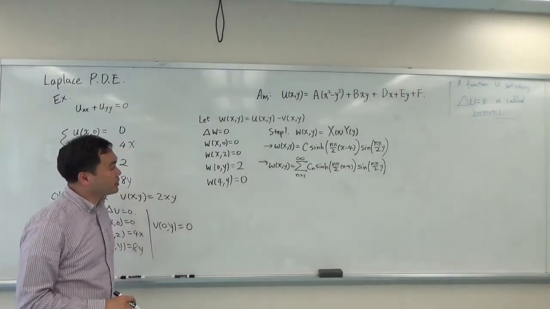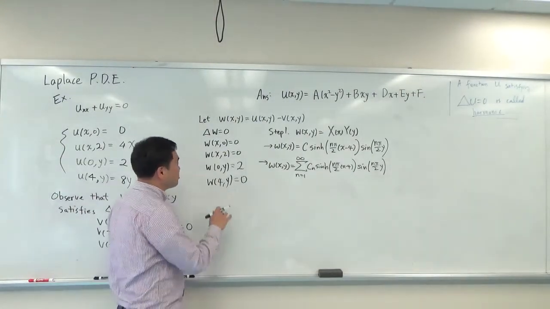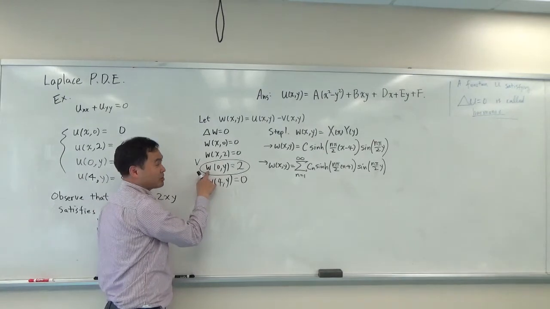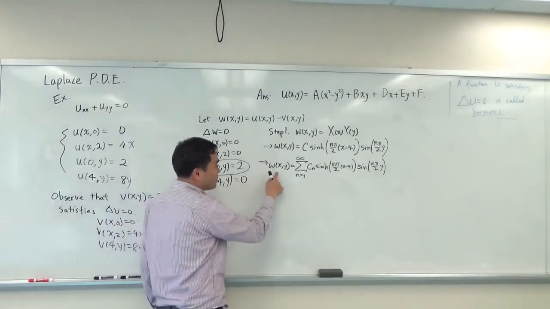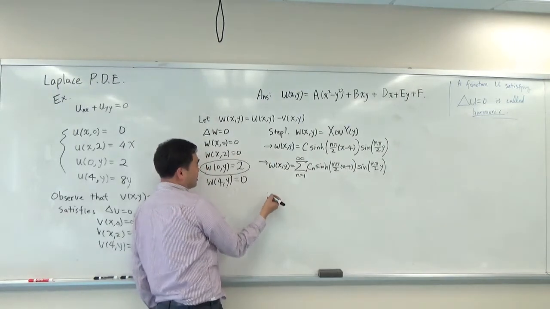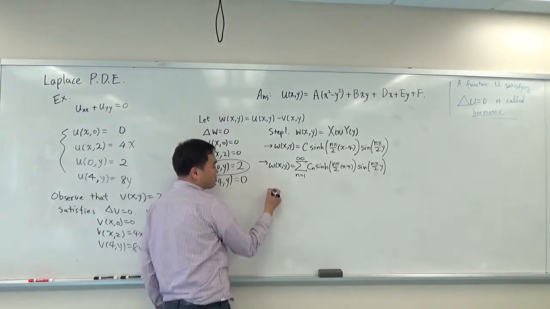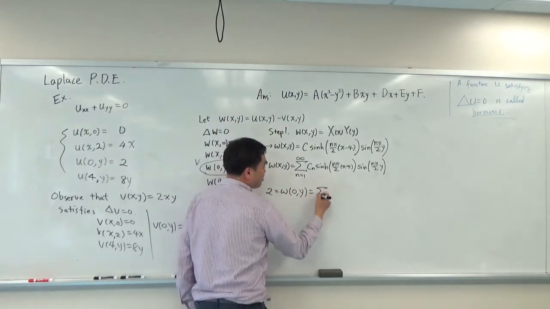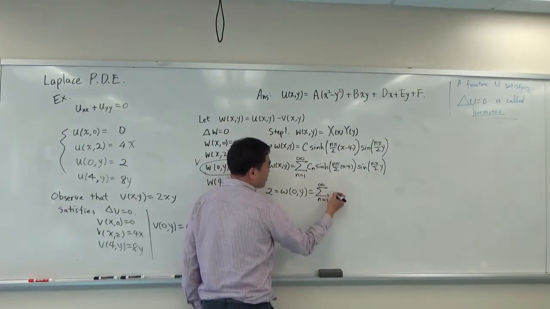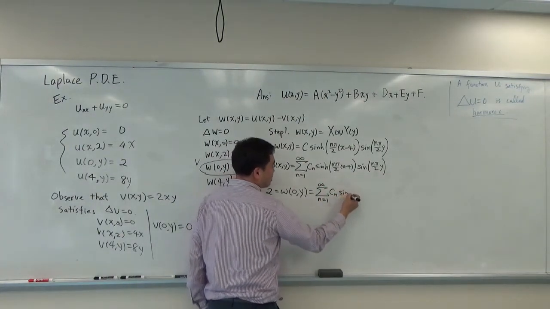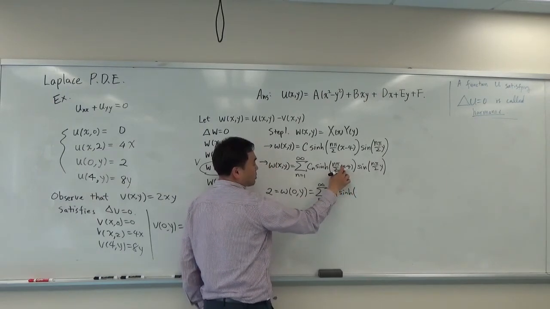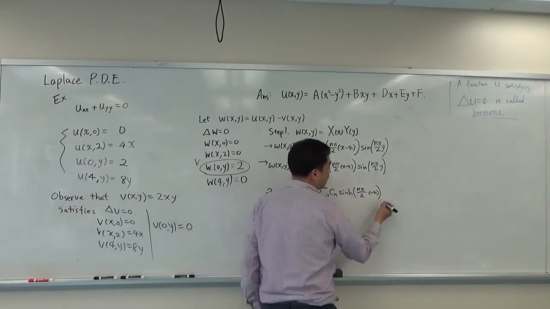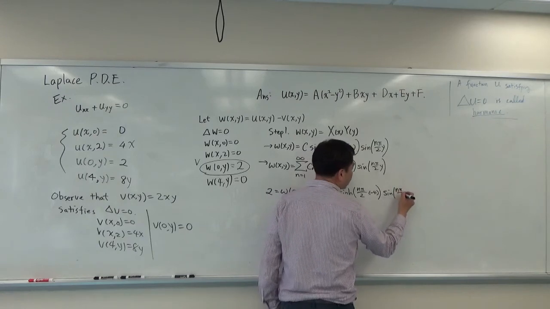All right, so we have that, and then now let's try to satisfy this one remaining thing. This is the only thing that we couldn't make work, but now we can make it work because we can take this and plug in 0 into x, and because w0(y) is 2, we can say 2 is equal to w0(y) equals summation of n equals 1 through infinity of cn, and then sinh, if you plug in 0 into x, you get n pi over 2 times negative 4, and sine of n pi over 2 y.